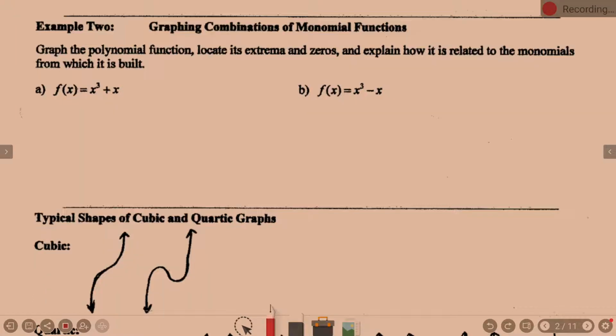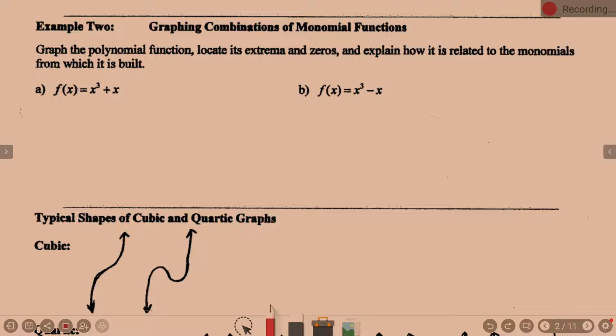Okay, so example 2, I got a couple minutes, but I don't have very long here. So we could just kind of start to talk about example 2, and we'll have to talk more about it tomorrow, obviously. We get to example 2. They want us to graph this polynomial function. Okay, so we're going to be asked to graph f of x equals x cubed plus x. We're going to talk about locating its extremas and zeros, and explain how it's related to the monomials from which it is built.